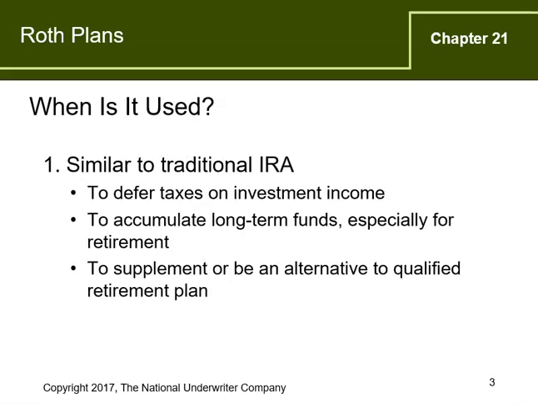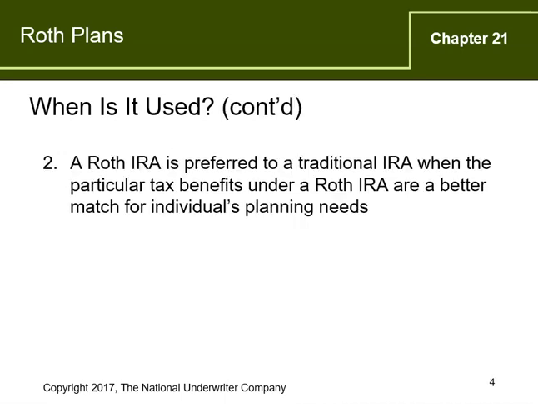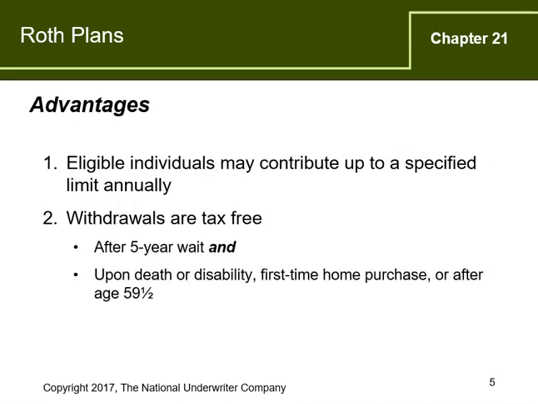Similar to a traditional IRA, you defer taxes on the income and the investments. It's used to accumulate long-term funds, especially for retirement. It's to supplement, to be an alternative to a qualified retirement plan. Use this when it's preferred to a traditional IRA, when the particular tax benefits under a Roth IRA are a better match for the individual's planning needs.